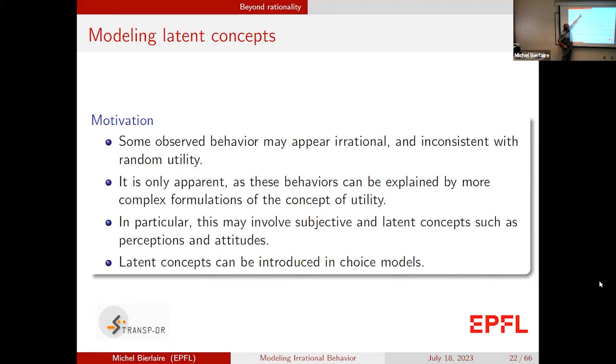And we call this a latent concept. So latent means that we cannot observe, but they play a role in the decision-making process. Okay. So some observed behavior may appear irrational and inconsistent with random utility theory, but it's only apparent because there is something in the back of the mind of people that for them it looks logical and completely rational to do it. So it's about modeling subjectivity. Okay, and this is where we will include these latent concepts.